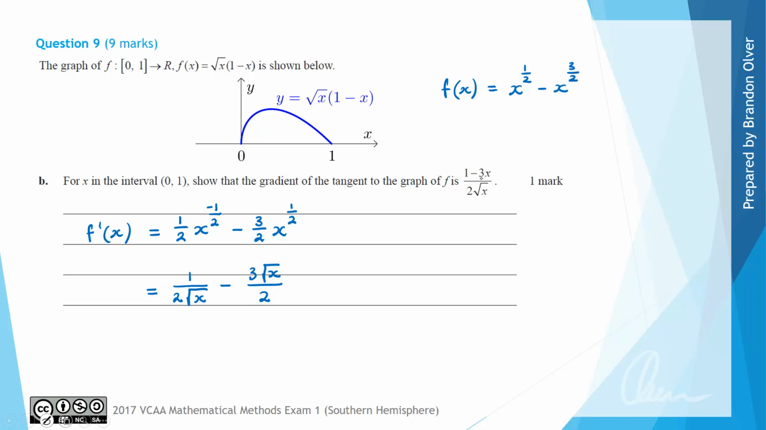And then to get to the required form, we've got a common denominator, so we're going to multiply this second fraction by the square root of x over the square root of x to get a common denominator. And that will give us 1 subtract 3 times the square root of x times the square root of x, which is just 3 times x, so that's going to be on the top line. And then on the bottom line, we just have the common denominator we just found, which is 2 root x. So that is what we were asked to show for this question.